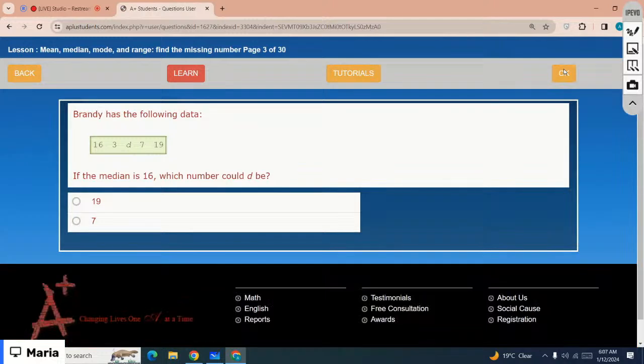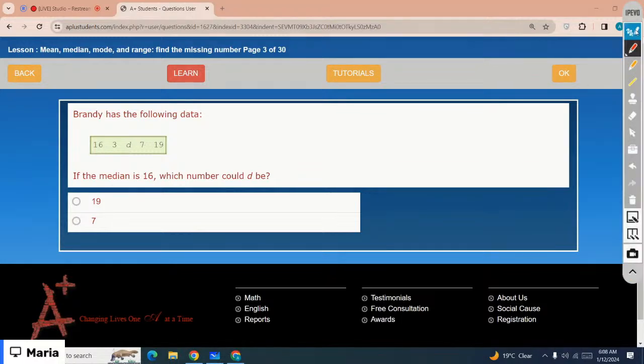Okay, the next one is: Brandy has the following data: 16, 3, D, 7, and 19. If the mean is 16, what number could D be? So you are given the mean is 16, right? So just go through the definition of the mean.